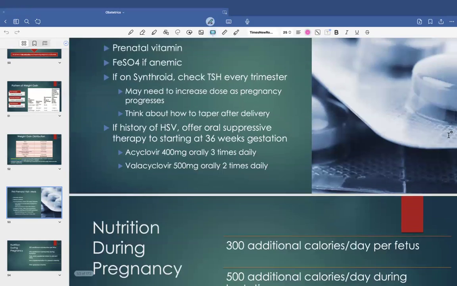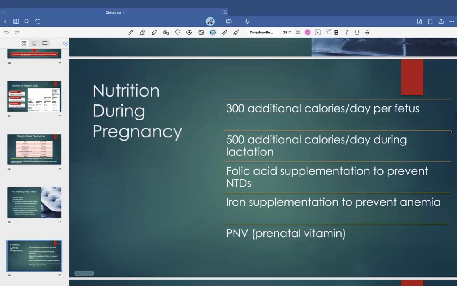All right, nutrition. So we talked about eating for two. Typically about 300 additional calories per day per fetus. So if you have twins, that's 600. You have triplets, 500 additional calories per day during lactation. The moms need a lot more calories as they're breastfeeding. They're burning it off super fast.